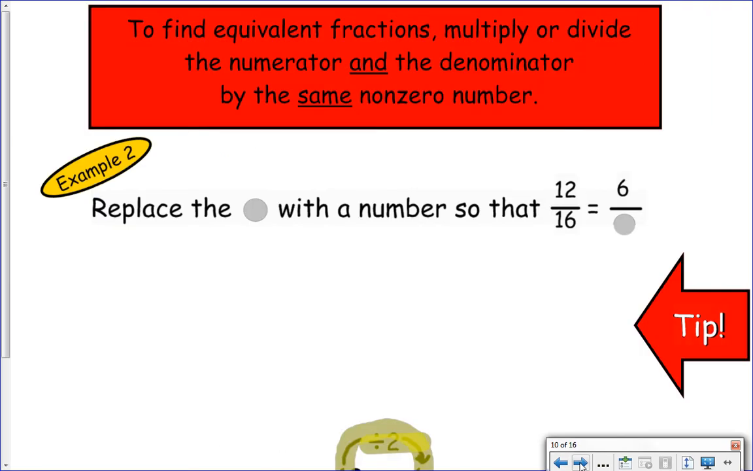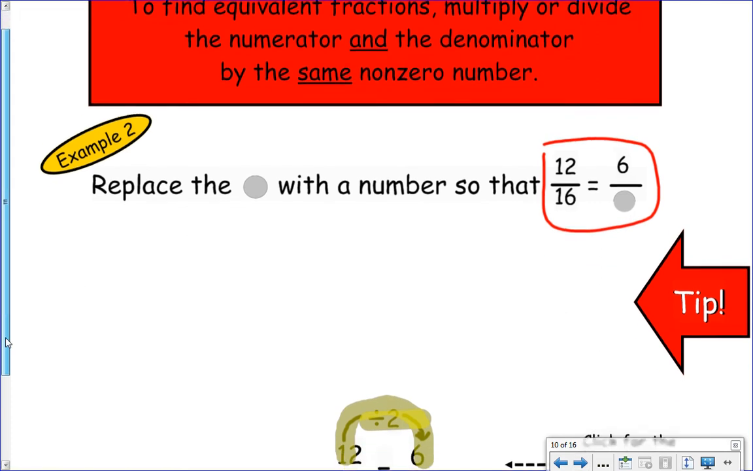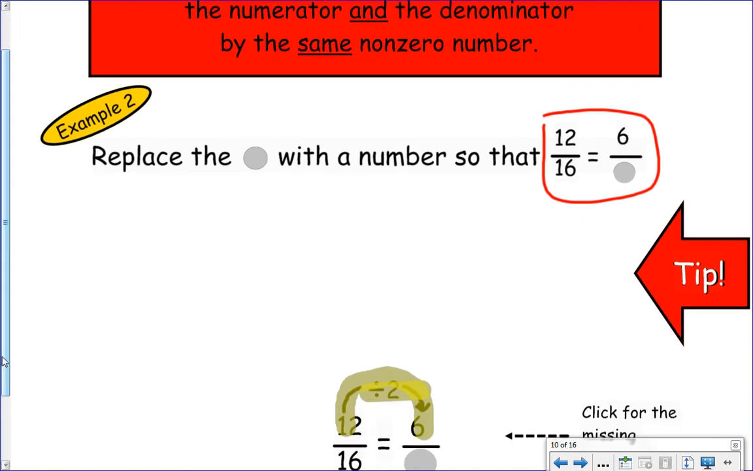Okay, so to find equivalent fractions, you're going to multiply or divide the numerator and the denominator by the same non-zero number. As you notice on the third problem on our practice, it had a number similar to this, where we had the numerator there, but not the denominator.